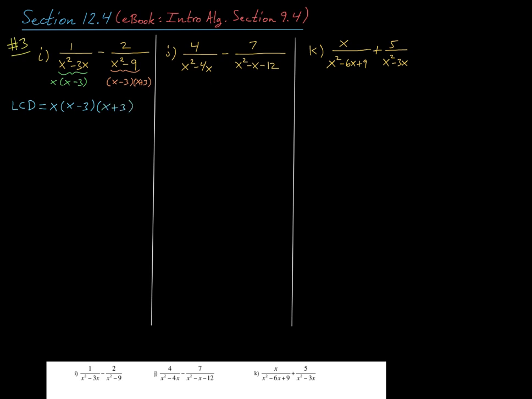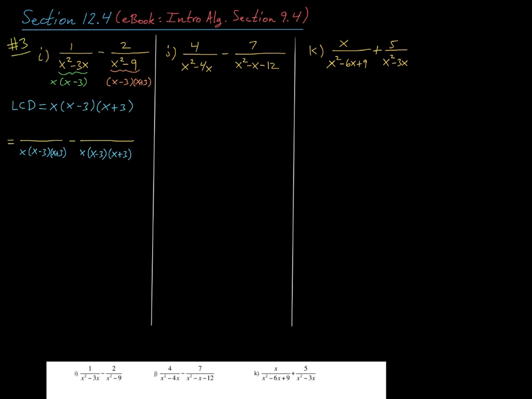Okay, so then I'm going to go ahead and rewrite each fraction so it has this common denominator. So x times x minus 3 times x plus 3, and x times x minus 3 times x plus 3. Okay, so for the first fraction, what am I missing? Well, I'm missing the factor of x plus 3.